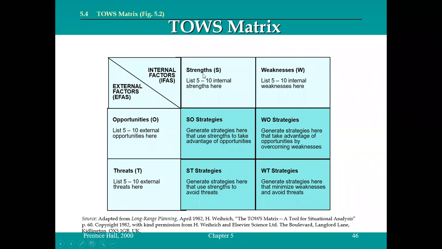Over here, we write 5 to 10 internal strengths and 5 to 10 internal weaknesses. They're all posted directly from the IFE matrix or IFAS matrix. And on the left side, we can see external factors, which are coming from the EFAS or EFE matrix. We write 5 to 10 external opportunities over here and 5 to 10 external threats over here.